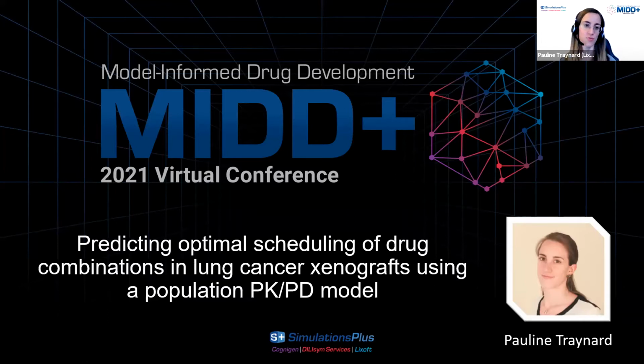I'm going to present a preclinical case study analyzed with the Monolix suite that aims at predicting optimal scheduling of drug combinations using a population PK/PD model in lung cancer xenografts in mice. And I will show that building a tumor growth model to perform these predictions is now very easy to do in Monolix, thanks to the new library of tumor growth models that was released last year.